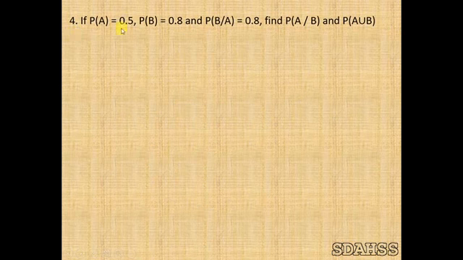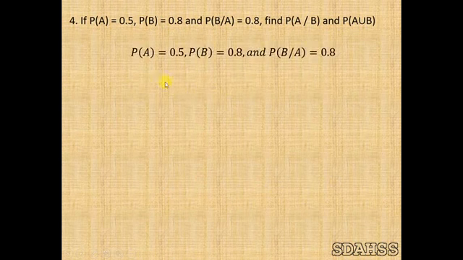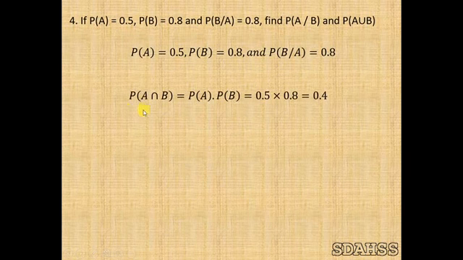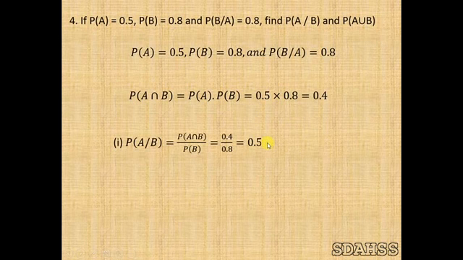If P of A is equal to 0.5, P of B is equal to 0.8 and P of B by A is equal to 0.8, find P of A by B and P of A union B. Then next we want to find P of A intersection B. P of A intersection B is equal to P of A into P of B. P of A is 0.5 into P of B is 0.8. If you multiply, you will get 0.4.